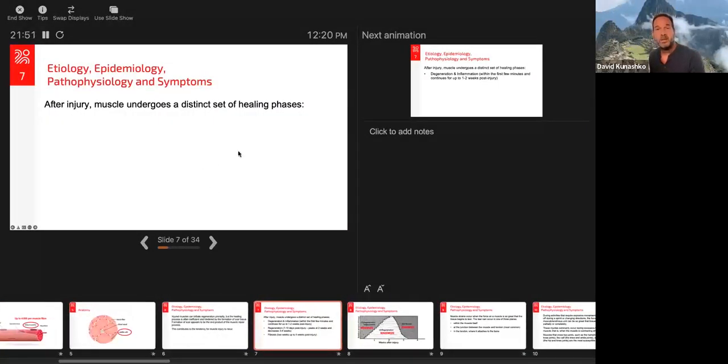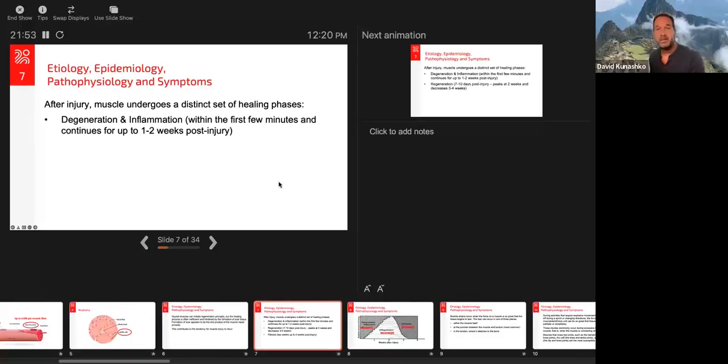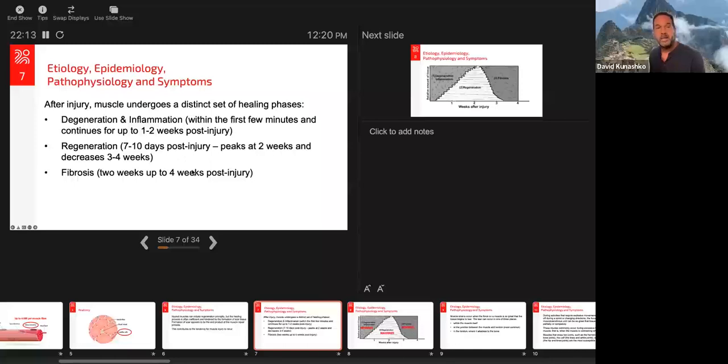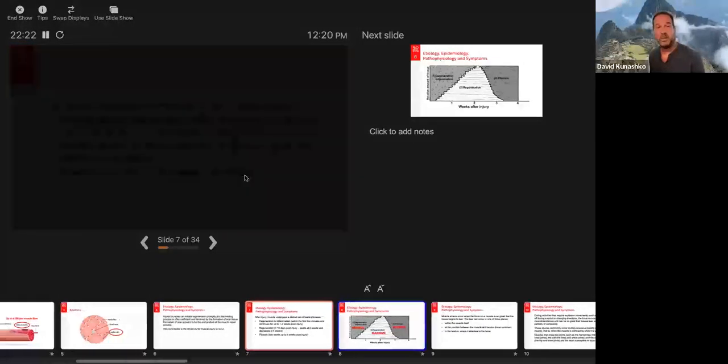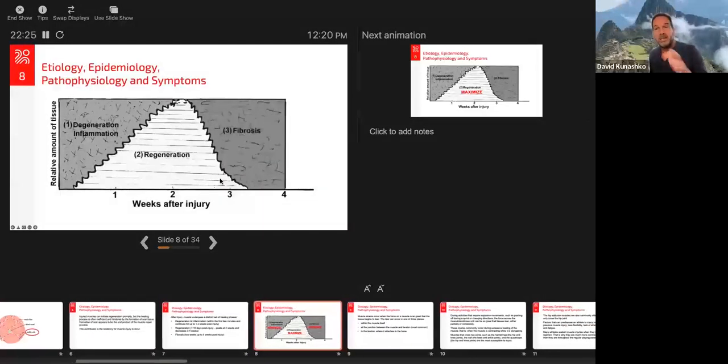After injury, a muscle undergoes a distinct set of healing phases. There's a degeneration and inflammatory phase. This occurs almost immediately and then continues even up to 1 to 2 weeks post-injury. Then there's a regenerative phase that starts to kick in, usually within a week of the injury. It peaks at about 2 weeks and then decreases at 3 to 4 weeks. Then you have a fibrosing stage. This can initiate within a couple of weeks of the injury and can last even up to 4 weeks post-injury. It looks something like this.